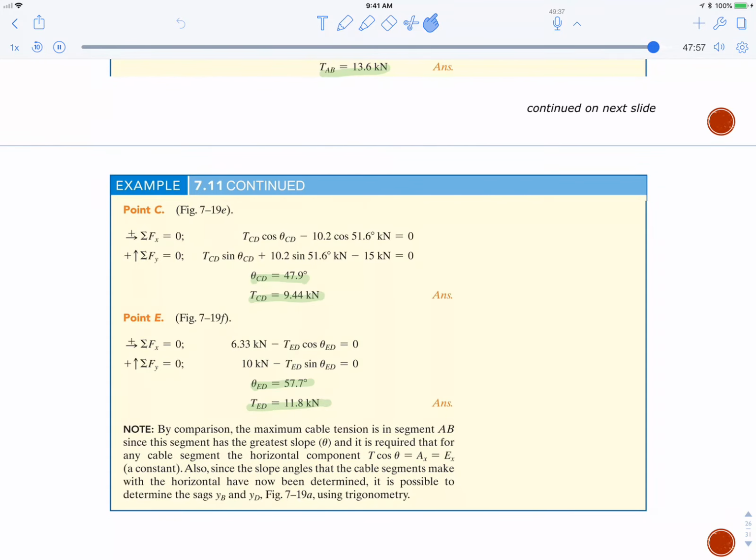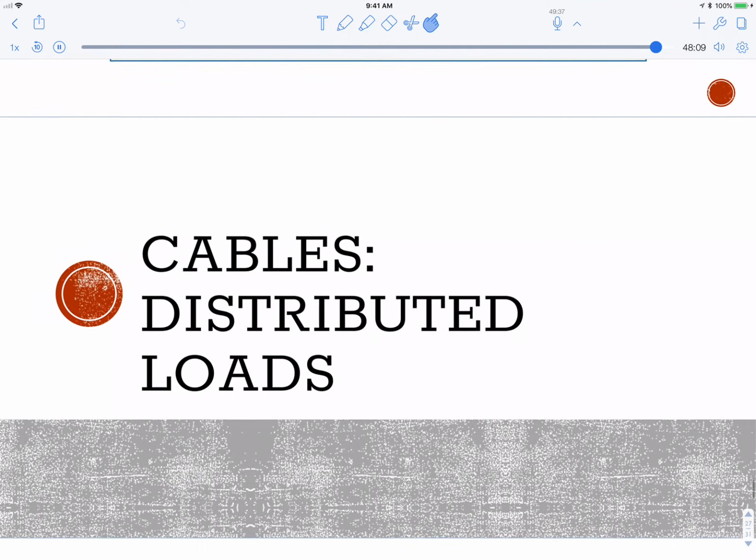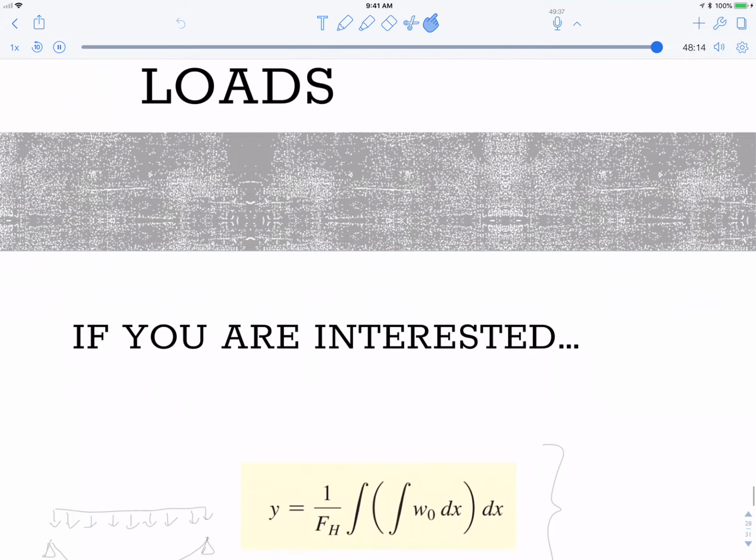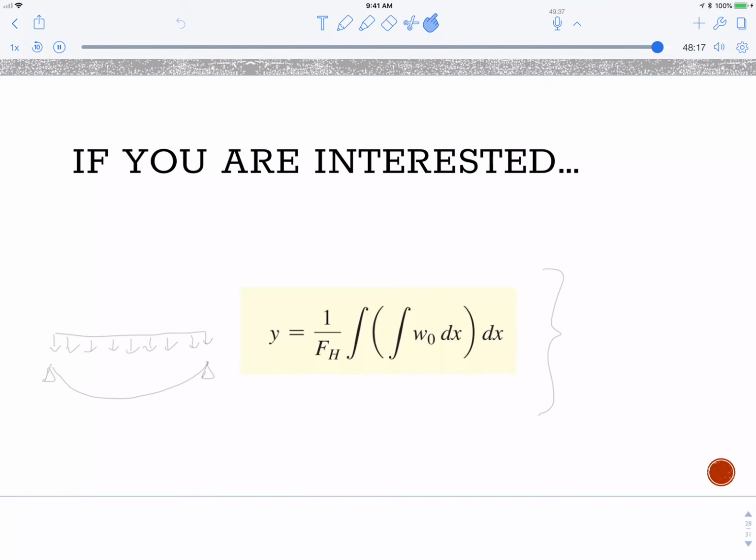This is a complicated problem. You can look through all the details to see how it works, but this is how you do these types of problems. And if you're really interested, you can also get the equation of a cable that's sagging between two supports. So you have a cable that's going like this, and it has a distributed load on it. And if you want, you can read the book on how this works out.